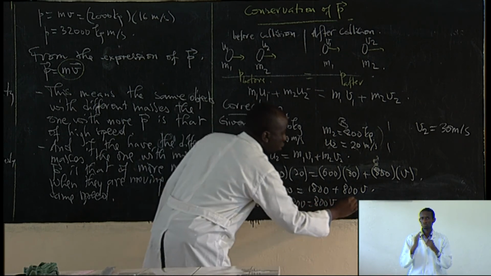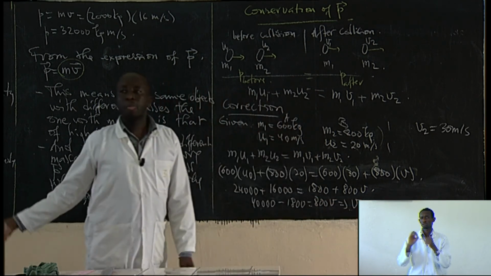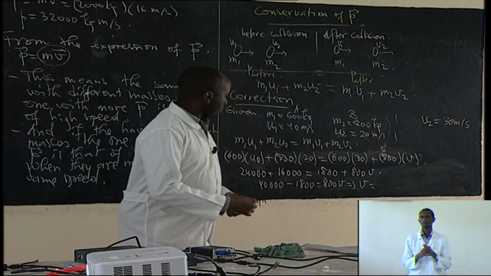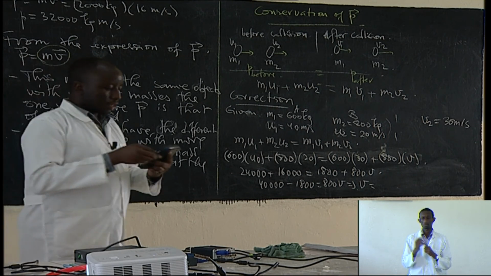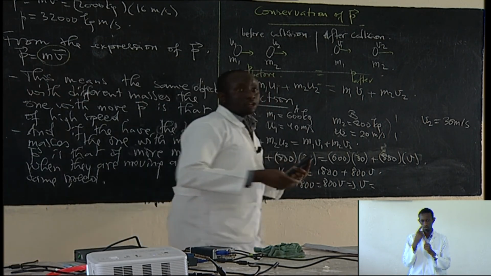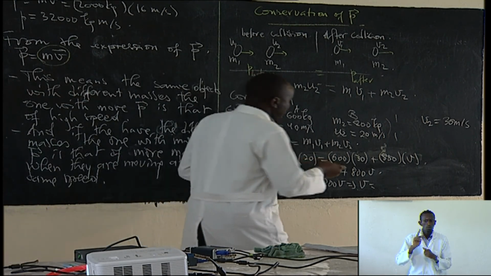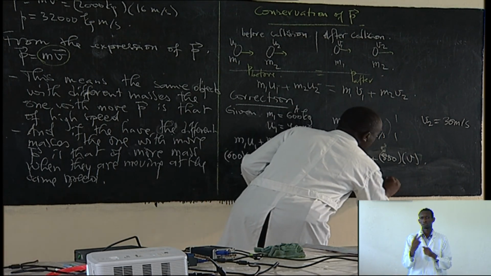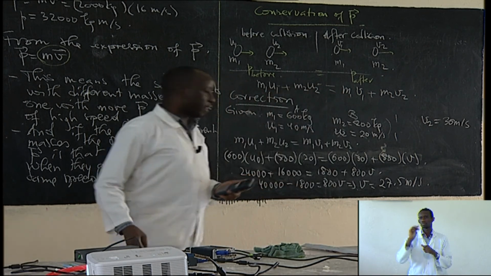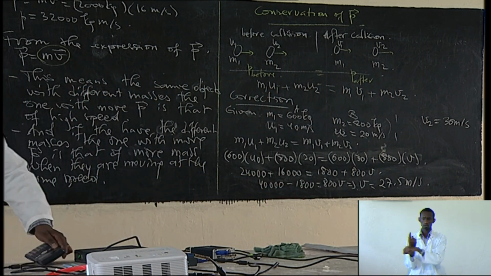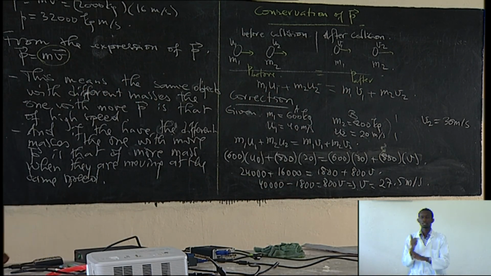So this can give us V equals what? Then we can find, did you find the answer? 27.5 meter per second. This is what we find as the speed. Then students, let's have the application.